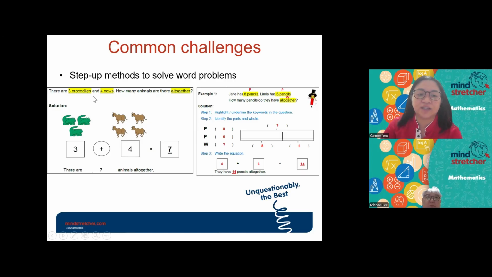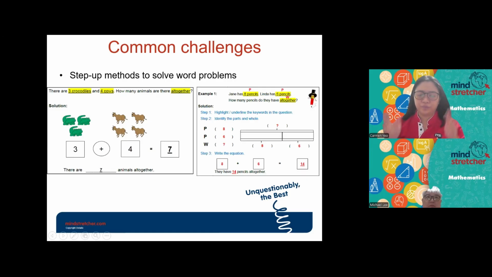This question is telling me there are 3 crocodiles, so we have the picture in the worksheet, 3 crocodiles, and the picture of 4 cows. We also have the scaffolding. We draw the boxes for them, so they know they are supposed to put numbers into the boxes, and put either addition or subtraction, the operation, into the circle. So 3 crocodiles plus 4 cows. Because they're asking for altogether, we need to put a plus. So 3 plus 4 is 7. There are 7 animals altogether.